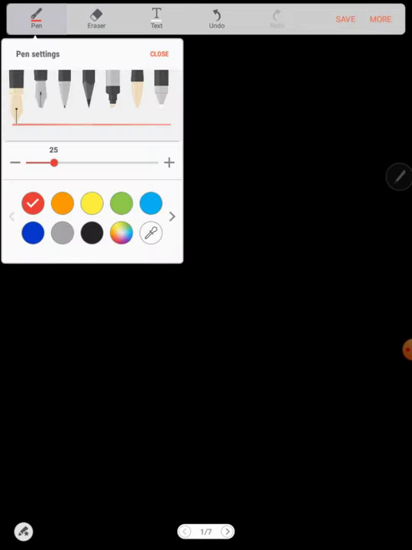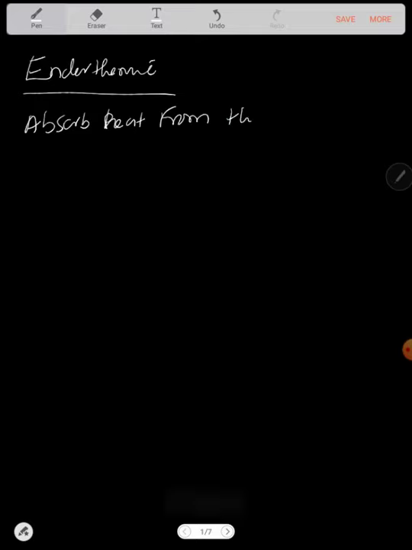Now, let's look at endothermic. An endothermic reaction is just the opposite of exothermic. These absorb heat from the surrounding. Now when this absorbs heat from the surrounding, what happens? Let me give an example.